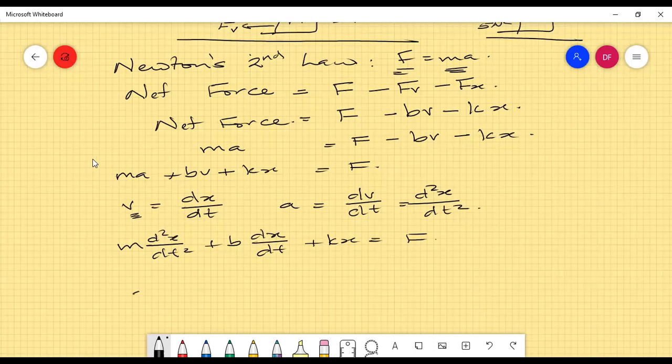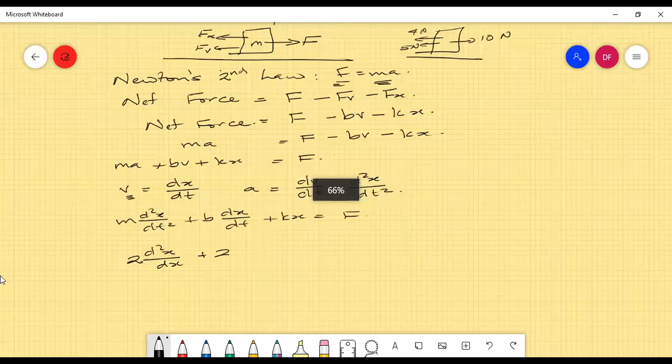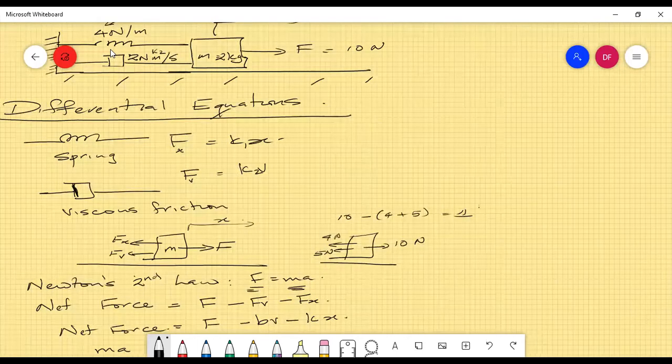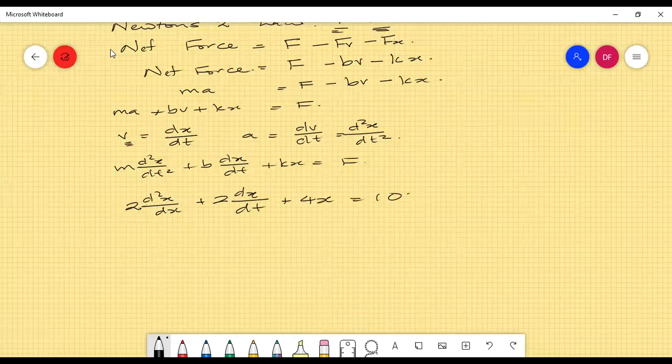We can put in numbers. This was 2. This was 2. This is 4 and this is 10. So this is my differential equation, which goes to set d2x if I divide through by 2.